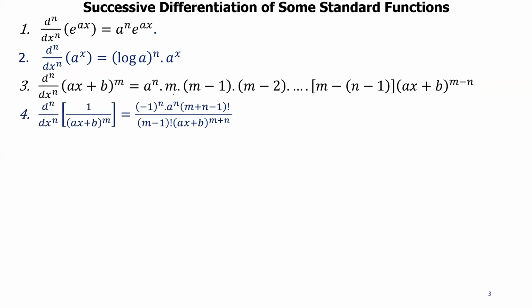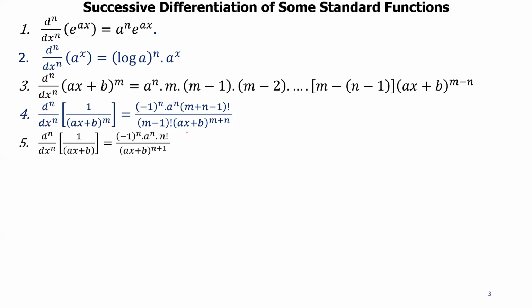Now, fourth formula, the nth derivative of 1/(ax+b)^m is (−1)ⁿ aⁿ (m+n−1)! divided by (m−1)! into (ax+b)^(m+n).